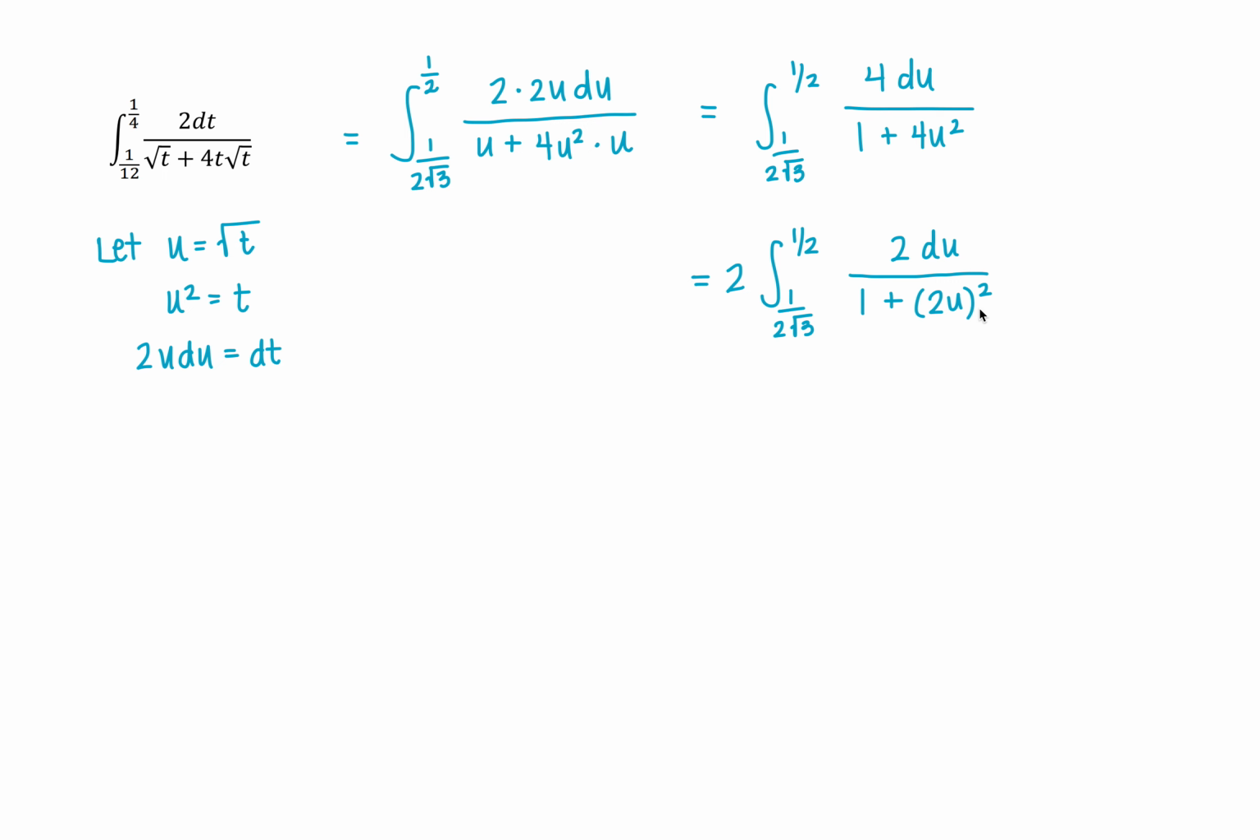Once I have it in this form, I'm going to use number 17 from the integral table. Again, this is the table that's in the Start Here module. You can look it up, but I'm using number 17. And it says that when I integrate this, I just get the inverse tangent of 2u.